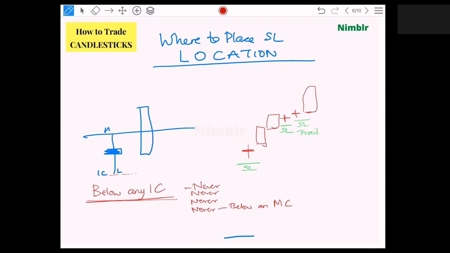You will never move or trail your SL up on seeing a momentum candle. You will never do this, because momentum candle has some trait which I'm going to come to. It is a very dangerous thing. So these are the MC. Only below this IC you will trail. Okay, this concept you keep in mind. Where to place SL? Location is this.